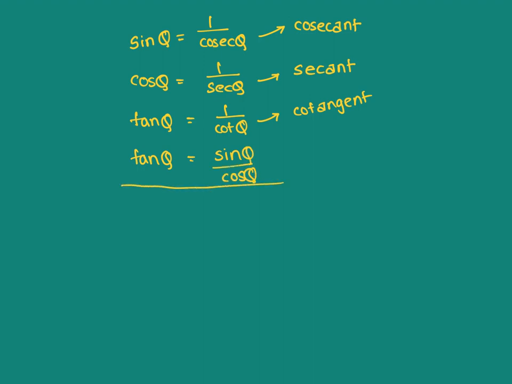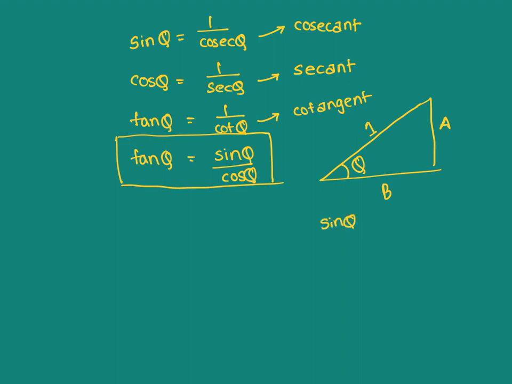And this one over here you can easily prove using a right angle triangle. So let's say I have a right angle triangle like this, and this is my theta, and let's say this is A, this is B, and let's say the hypotenuse is 1, just for simplicity. So sine theta is equal to opposite by hypotenuse, which is A divided by 1, which is A, and cos theta is adjacent by hypotenuse, which is B divided by 1, which is B, and tan theta is opposite by adjacent, which is A divided by B.